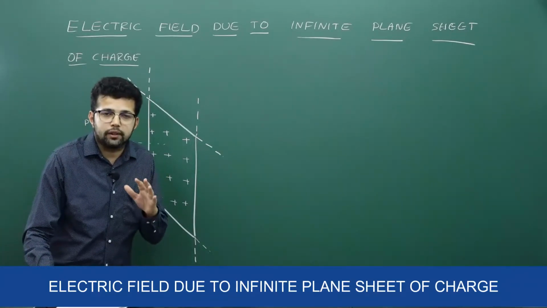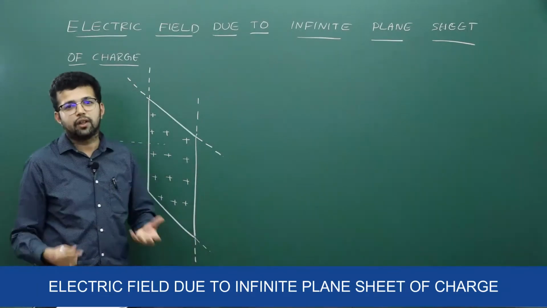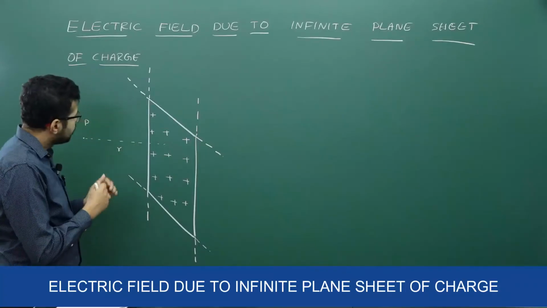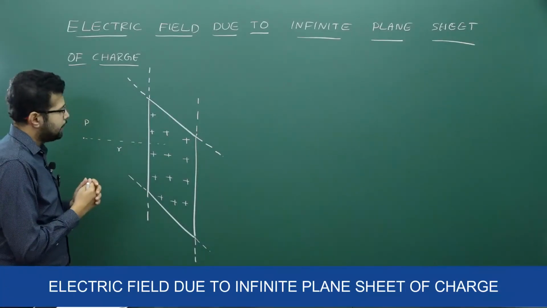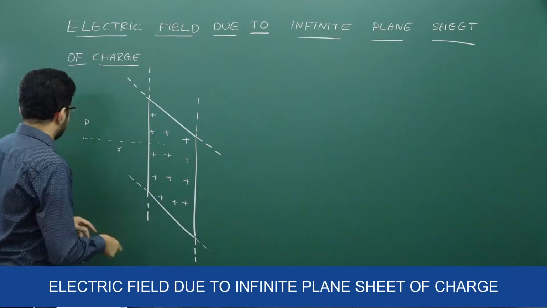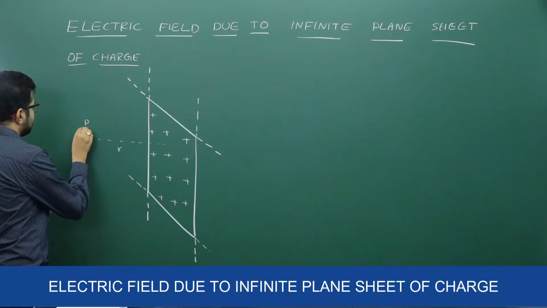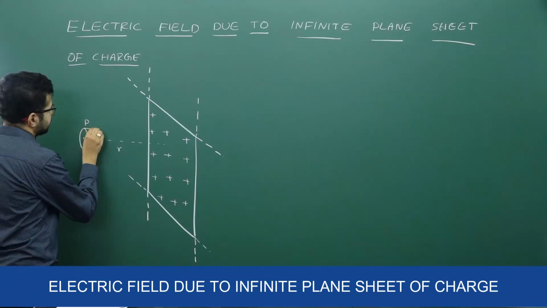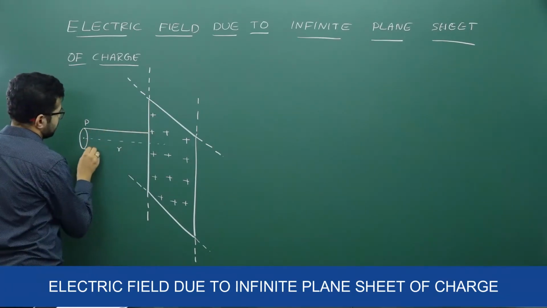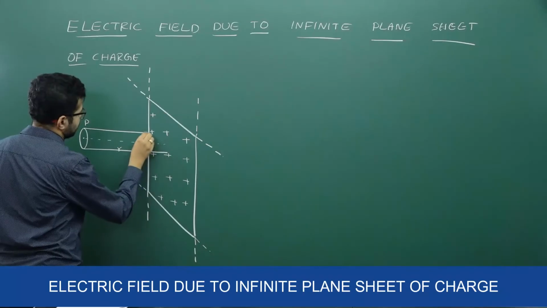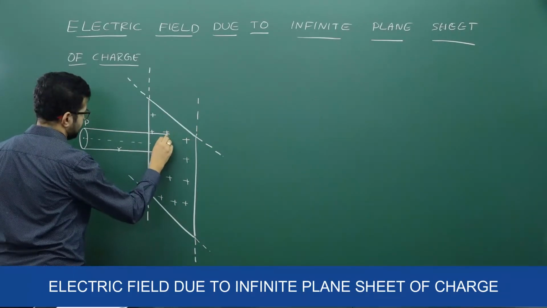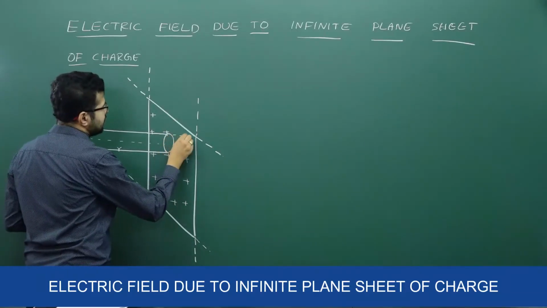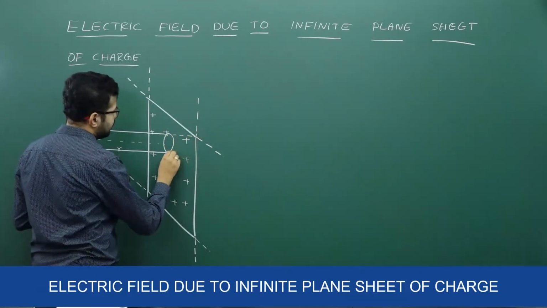But Gauss law is defined for a closed surface. So, what I need to do? I need to consider a Gaussian surface. So, here let me consider a cylindrical Gaussian surface. Say this is the cylindrical Gaussian surface. These dotted lines indicate the other side.